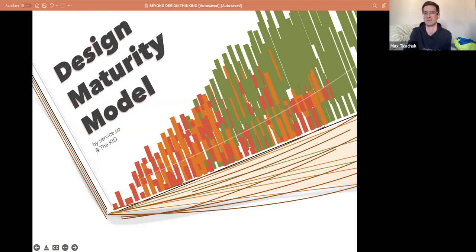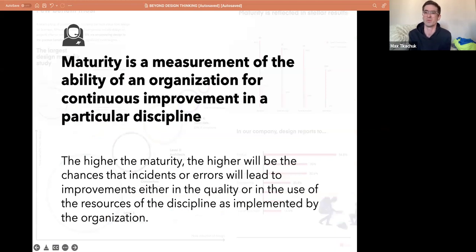We'll see these things, starting with the word maturity. We need to make a couple of definitions here. If we study maturity, we can understand that maturity is a measurement of the ability of an organization to continuously improve itself in a particular discipline. If we're talking design maturity, it's about the particular discipline of design.